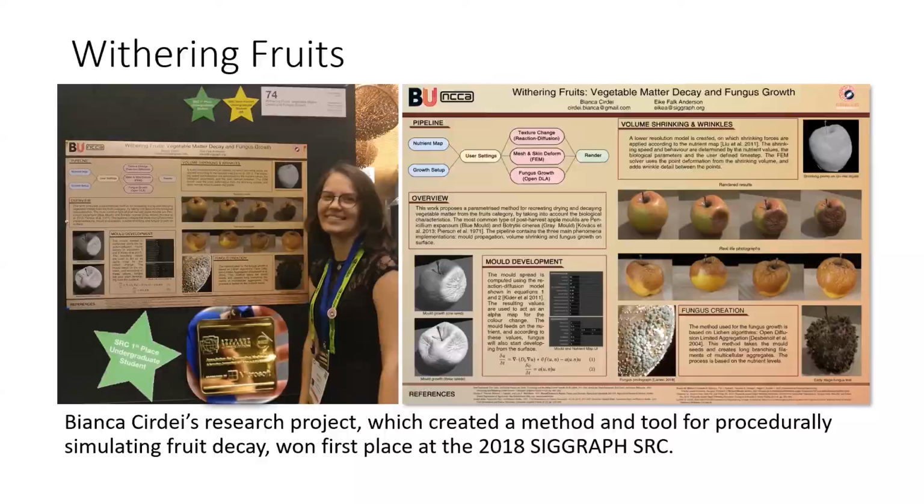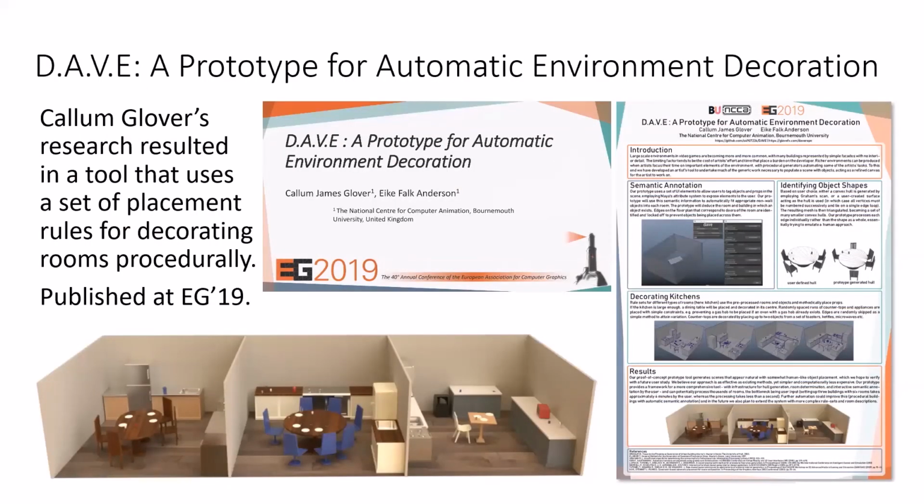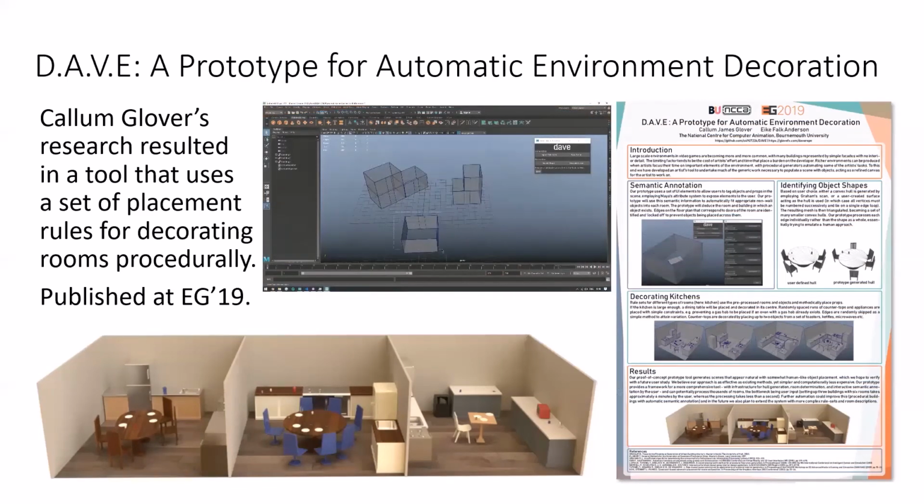Hello, and welcome to this quick demo video of how to use Dave, which is a prototype for automatic environment decoration. The user is able to select a varying amount of props and click import selection, but for this scene we want to use the entire scene, so we're just going to click scan scene. We'll then be given this UI element here, which will allow us to tag each object as if they are a door or a wall, which I'll quickly do.